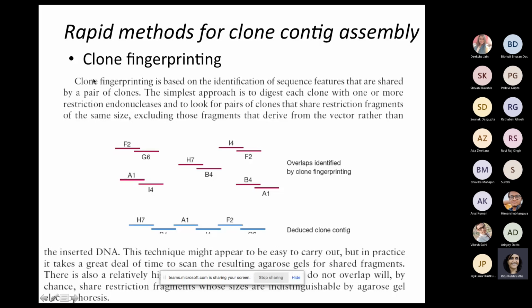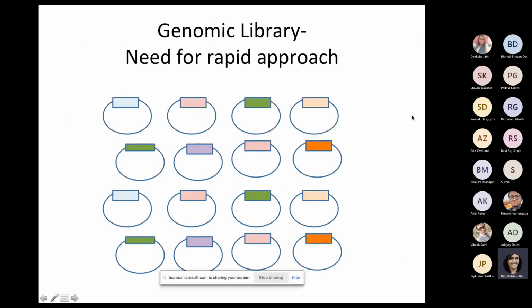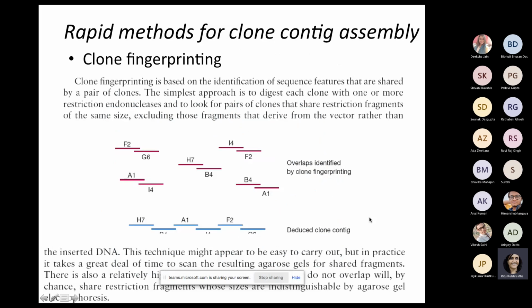The simplest approach is to digest each clone with one or more restriction endonucleases, and to look for pairs of clones that share the same restriction fragment size. Obviously, the vector will also generate certain restriction fragments in every case, and you will not give any weightage to those. I mean, you will not consider those vector fragments. That's how you finally build the whole assembly.